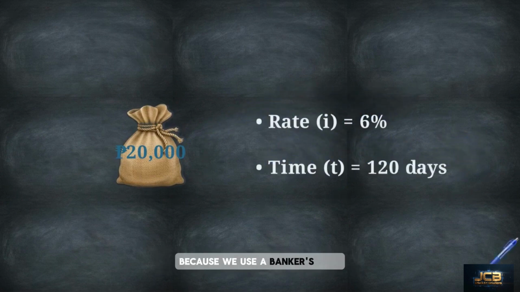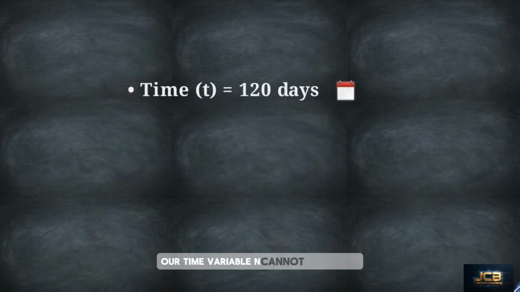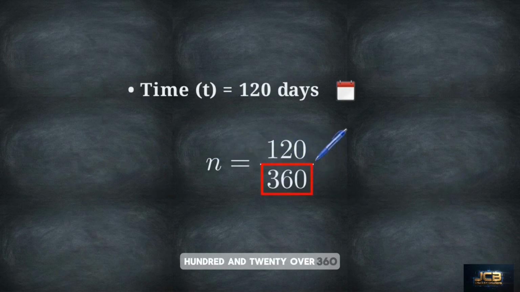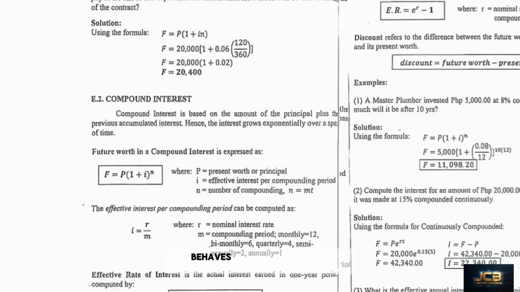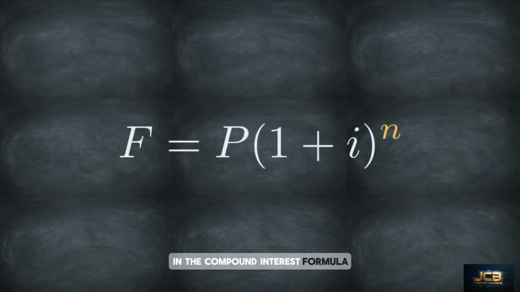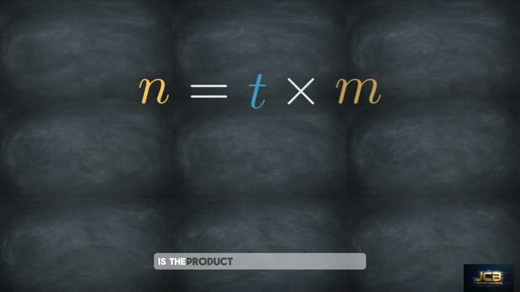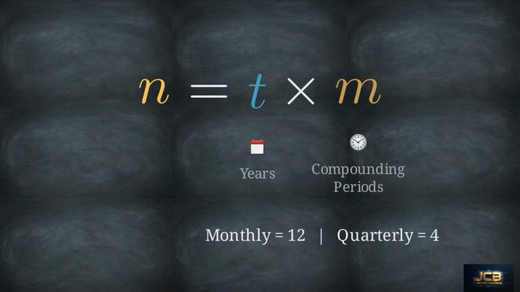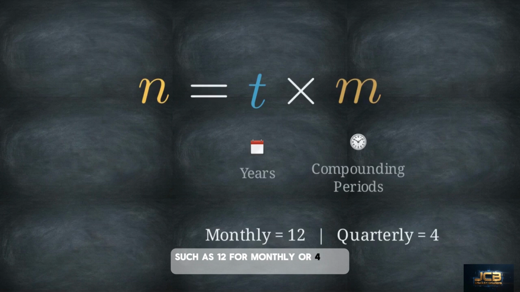Because we use a banker's year, our time variable n cannot be just 120. It must be entered as the fraction 120 over 360. This behaves very differently from compound interest. Here, accumulated interest is added back to the principal, causing the total to grow exponentially over time. In the compound interest formula, the time variable n is the product of the number of years t and the compounding periods per year m, such as 12 for monthly or 4 for quarterly.